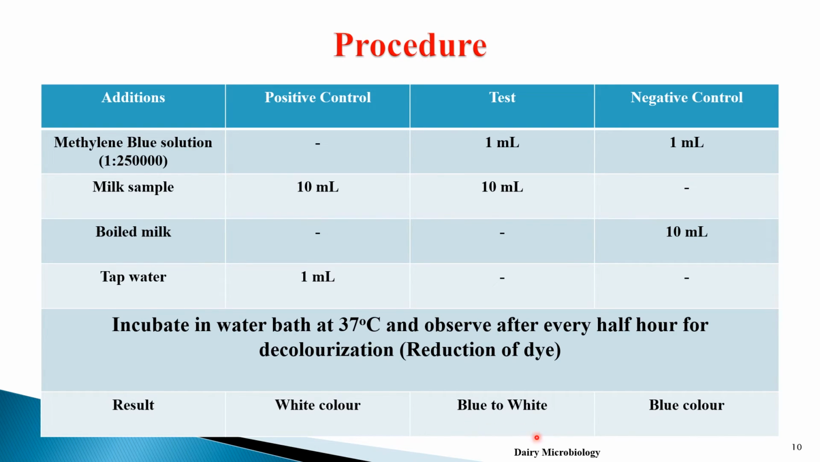The time required for the change in color from blue to white will depend upon the number of microorganisms present in the milk sample. With more microorganisms, there will be more demand for oxygen, and less time will be required for the reduction of the methylene blue. If the sample contains fewer microorganisms, there will be less demand for oxygen for their growth, so more time will be required for the reduction of the methylene blue dye.